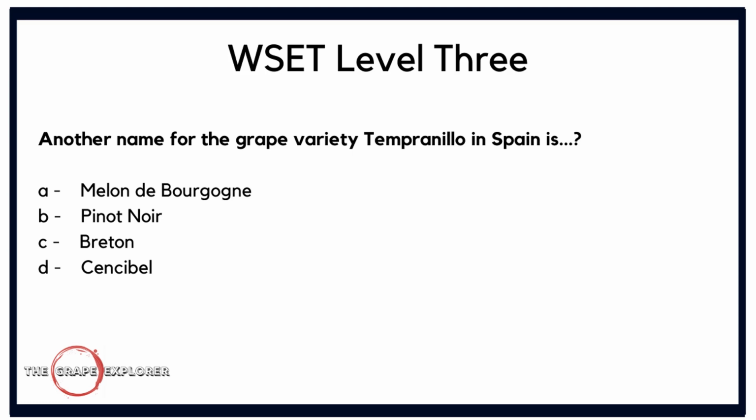Now we're going to go back over to Spain and a question about one of their black grapes. Another name for the grape variety Tempranillo in Spain is A, Melon de Bourgogne, B, Pinot Noir, C, Breton, or D, Sensibel. What I think is interesting about this question is, this for me is all about what you've learnt in the book. Certainly in the UK, we refer to Tempranillo as Tempranillo. We don't refer to it as anything else, but of course the book does give you the insight. And in this case, the answer is D, it's Sensibel.